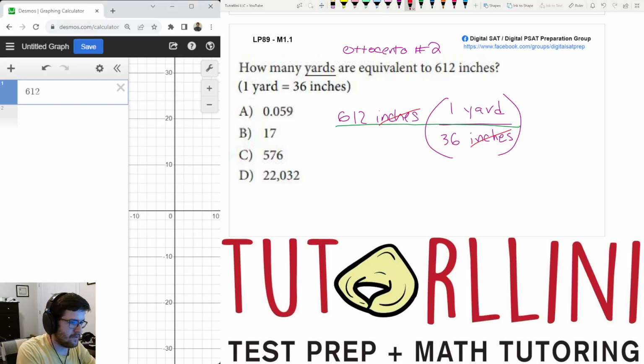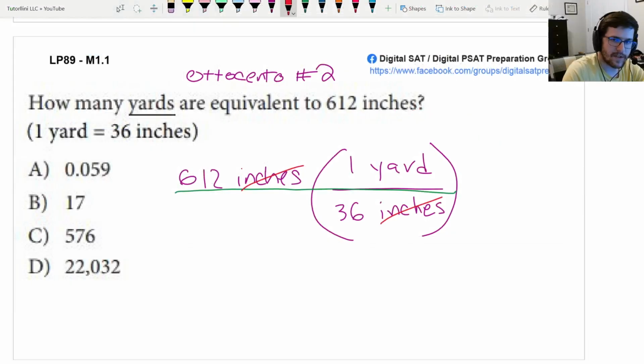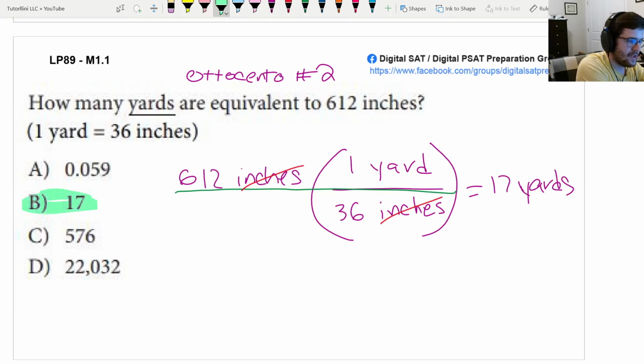So 612, parenthesis, 1 over 36, which, as you can see, guys, leaves us with units of yards in my diagram. So this is 17, so let's write that. This should be 17 yards. So just make sure you know how to use the factor label method and make sure that you are certain that the units cancel before you move on. Okay, so the answer for this one should be B, and that is correct. Let's keep going.